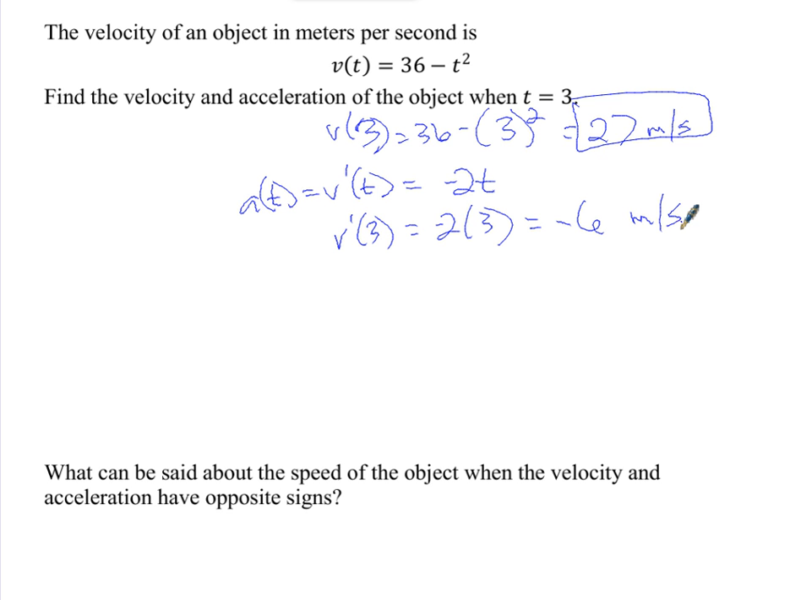Where did you get negative 2t? We took the derivative of the velocity function here. V prime of t equals, the 36 disappears, we have negative 2t squared. The 2 comes down, negative 2t to the first is negative 2t. It is meters per second squared. Meters per second per second.